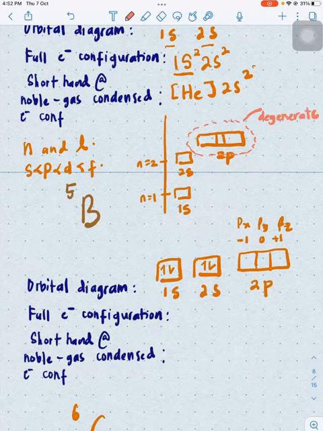Nama dia degenerate orbital. Degenerate orbital tu apa? Orbital with same energy level. Okay, pada paras tenaga yang sama. So automatically bila kita jumpa degenerate orbital ni, we are going to apply Hund's rule. So dah tiba masanya kita nak apply Hund's rule.